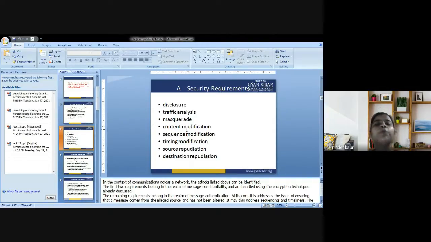Next, we are supposed to deal with traffic analysis. Next is masquerade, content modification. We are supposed to deal with the same. Sequence modification if it is there. Timing modification, source repudiation, and destination repudiation. So these are certain requirements that we are supposed to discuss when we are dealing with MAC security, because all these terms come into the picture when we are sending information over a protocol in which we are using MAC.